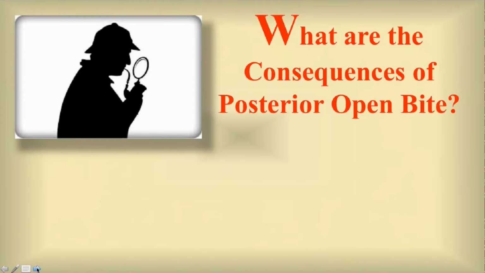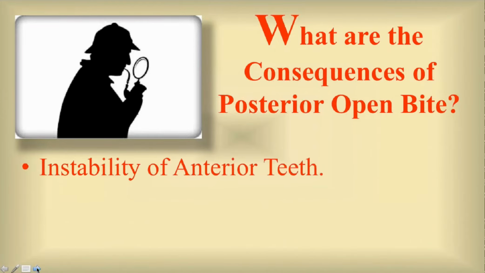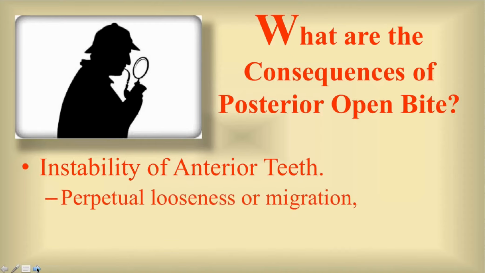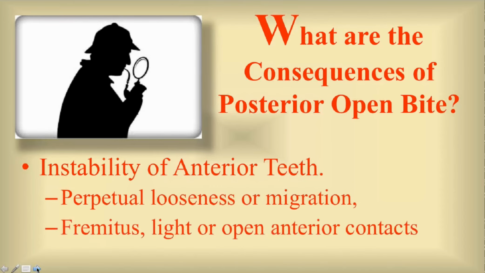Let's look for a second at what the consequences of the posterior open bite are. What are the consequences? Now, I'll give you a couple of them. One is the instability of the anterior teeth. If the teeth are doing all of their occlusal forces, all of the stops are on those anterior teeth, what can we expect from those anterior teeth as a response to that? We can expect them to be unstable. There can be perpetual looseness of the teeth, migration of the teeth, fremitus, or you never get tight contacts around those teeth because the teeth are continually hitting on those whenever they close. So those are some of the consequences that make it worth not having a posterior open bite.